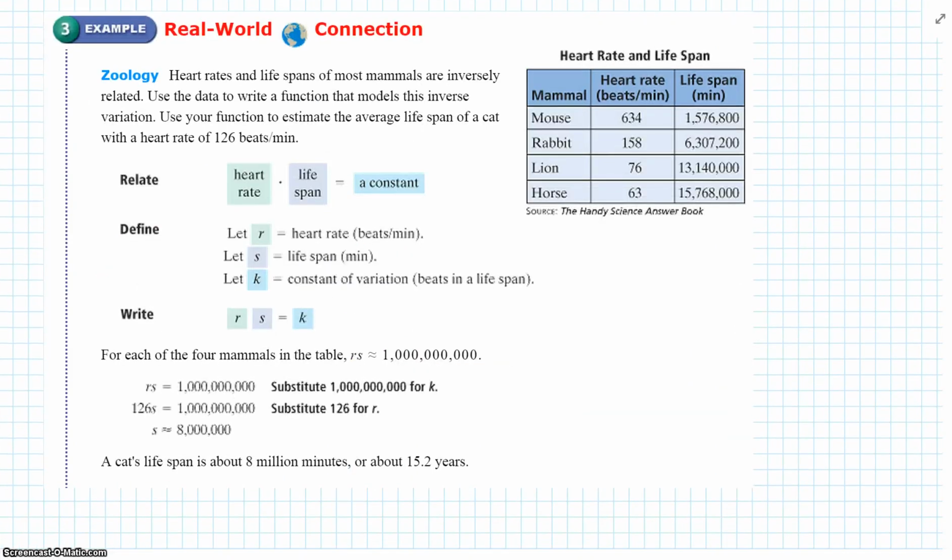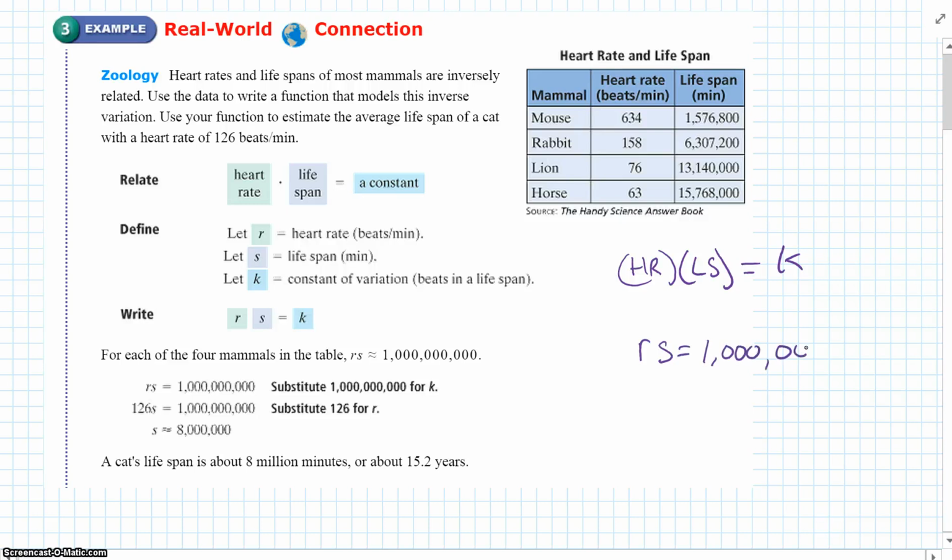All right. Heart rates and lifespans of most mammals are inversely related. Use the data to write a function that models inverse variation. So if there's an inverse variation, we know heart rate times lifespan is some constant. So RS equals K. When you do the math, RS is close to 1 billion. So 1 billion we sub in for K. So we got RS equals 1 billion. It's in beats per minute and lifespan in minutes.